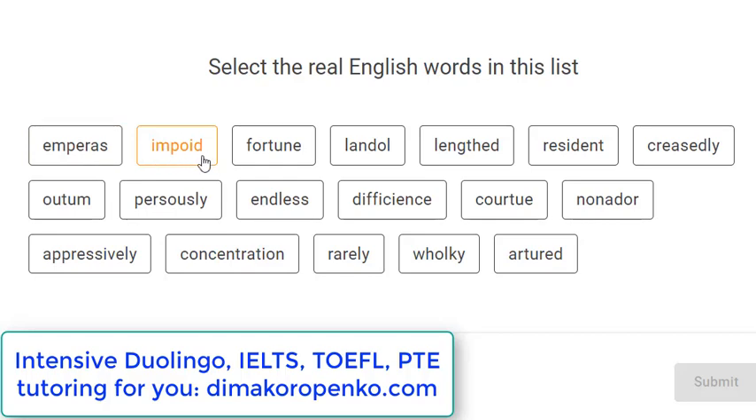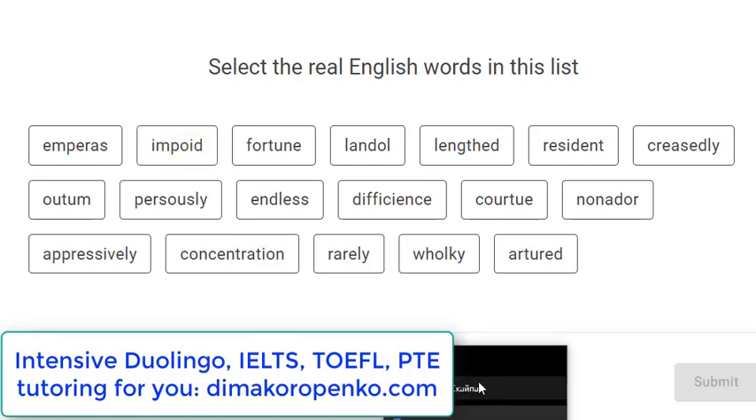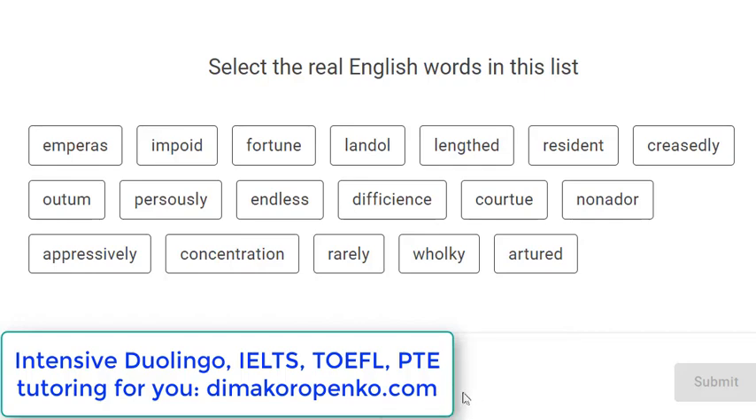Impoid. What do you think? I think no. Okay, I feel my Skype is working and I get those notifications. Just a second, please. I will try to silence it maybe.